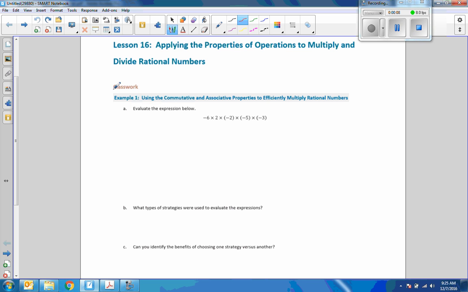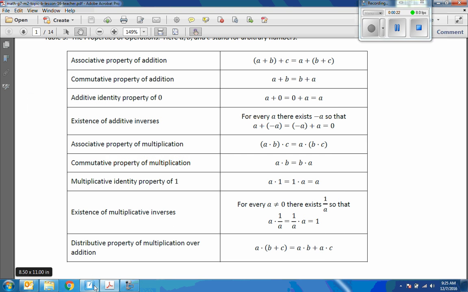Today we are doing Lesson 16, Applying the Properties of Operations to multiply and divide rational numbers. So let's take a look at those properties first, and I am going to project or post these up here. If you feel the need to pause this and review, then do so.